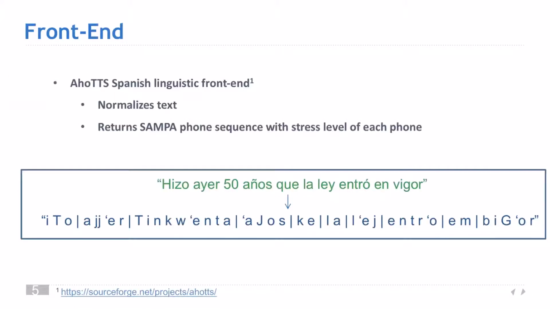The frontend provides the phonemes along with the stress level of each phone. So here we have an example in this sentence, which would be, "Hizo ayer 50 años que la ley entró en vigor." This is the output of our frontend with the stress level of the phones, and also here we have the number, which has been expanded.